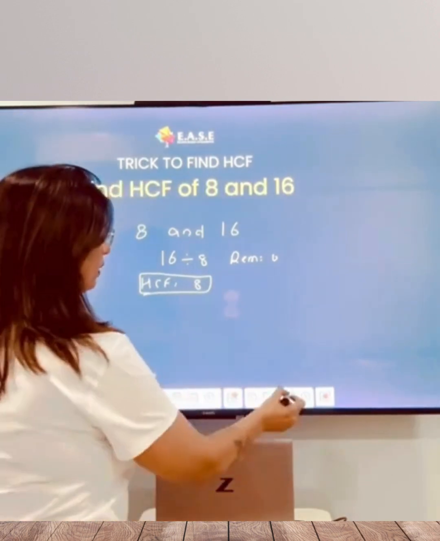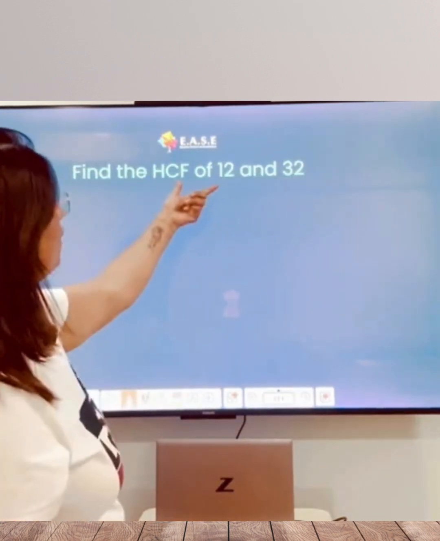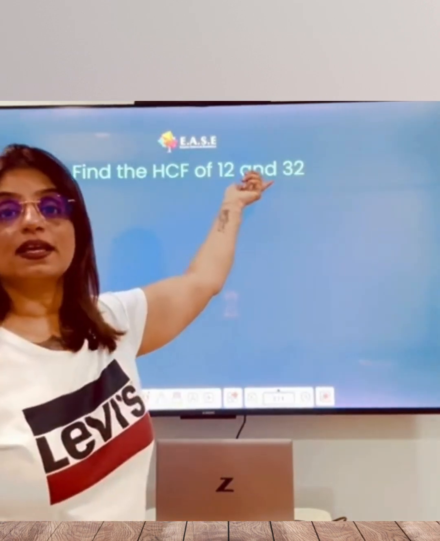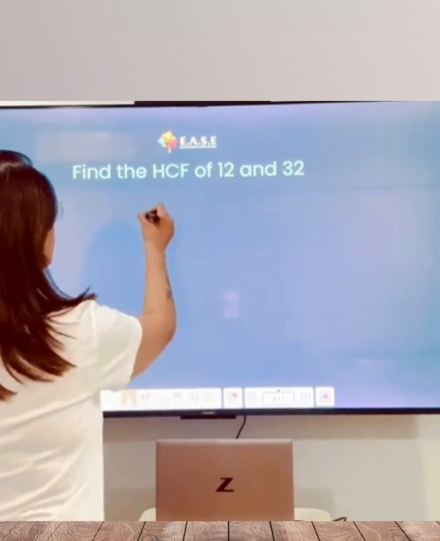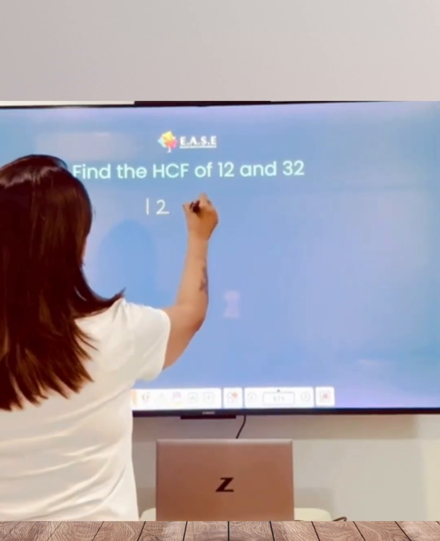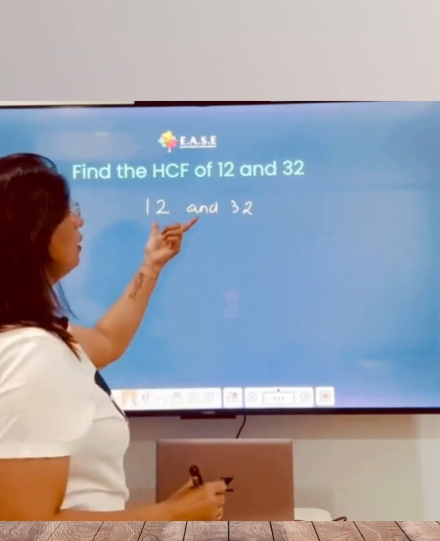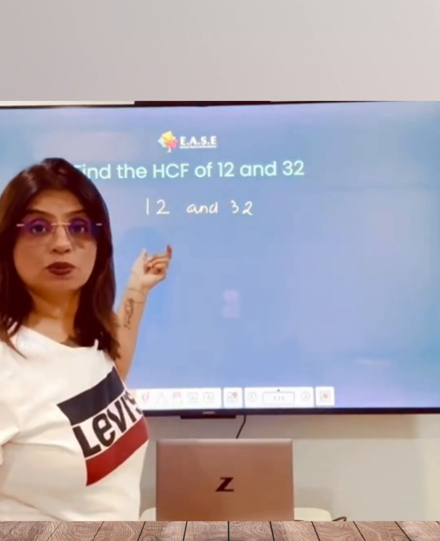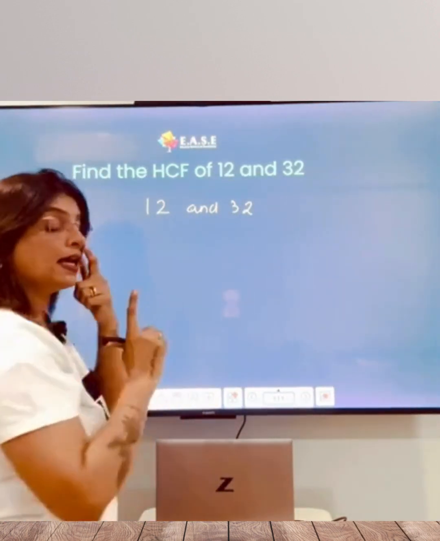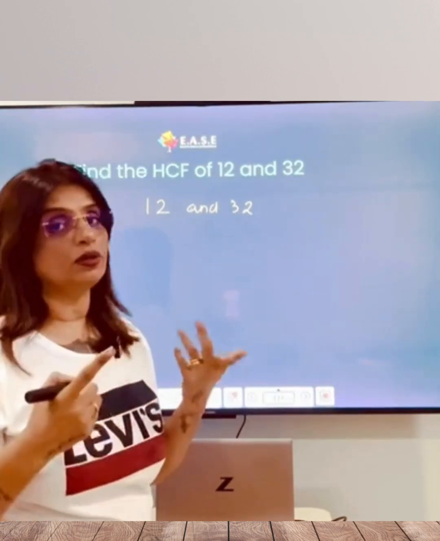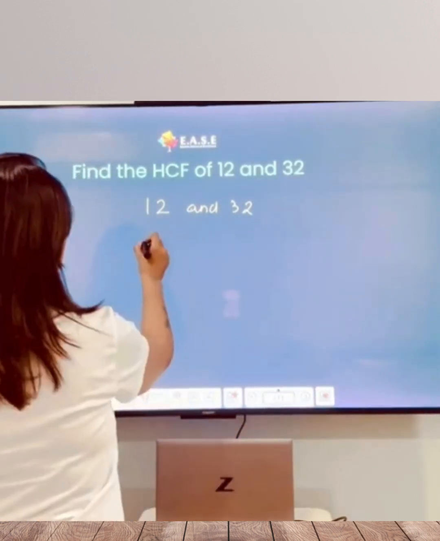Let's go to a question which is a little difficult. What is the HCF of 12 and 32? So we have to find the HCF of 12 and 32. Now, between 12 and 32, pick up the smallest number, which is 12. Can you divide 32 by 12? No, we cannot. Then we factorize 12.